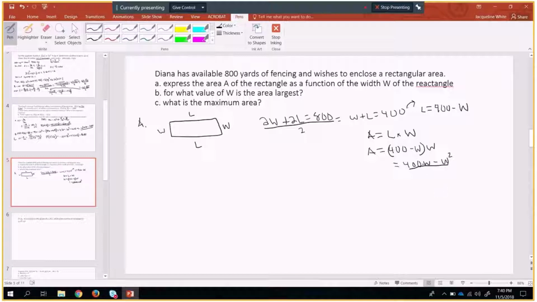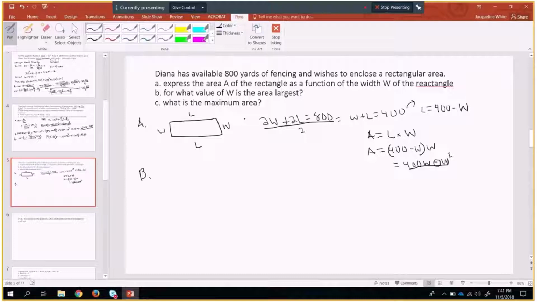That W squared makes that a parabola, right? And what direction does it open? Does it open up or does it open down? In this case, it has a negative in front of the W squared term right here. So that means this parabola opens down. All right, so we got through that. Now we're doing part B. It says, for what value of W is the area largest?